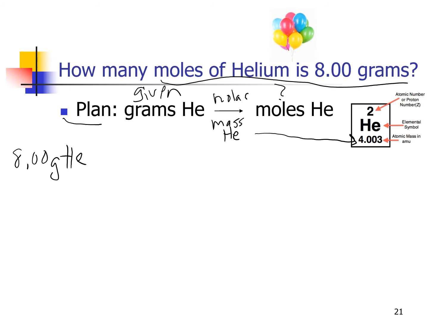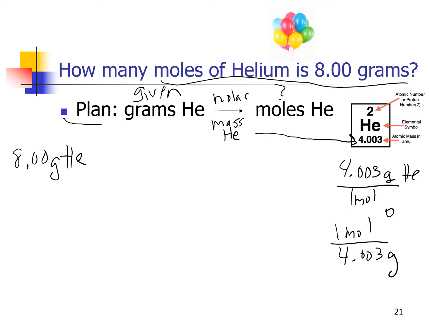So on our periodic table, the molar mass is 4.003 grams. That's the mass of 1 mole of helium. Or we could say that's 1 mole of helium divided by 4.003 grams. We can set it up in either format as our conversion factor. We want to pick the conversion factor to cancel the units in what is given in our problem. So we're going to want to set this up so the grams will cancel.